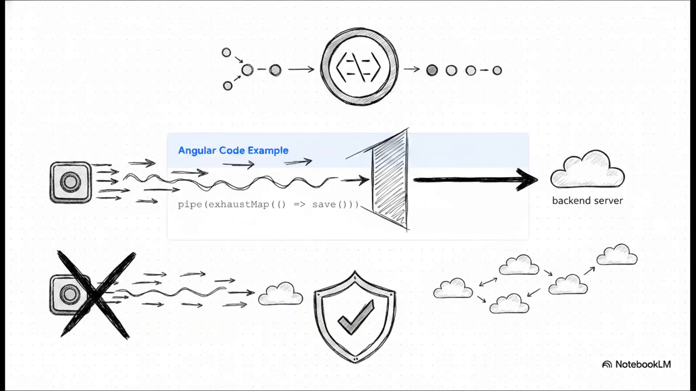So where is this actually useful? Think about a save button click handler. Have you ever had an anxious user frantically click your submit button 20 times in a row because the network was just a little slow? If you use a normal map, you just triggered 20 identical backend saves. Ouch. But with exhaustMap, it ignores every single duplicate click while that first save is ongoing. It basically acts as an incredibly elegant, built-in spam filter for your UI events.